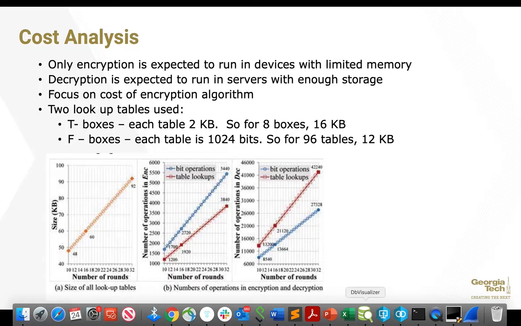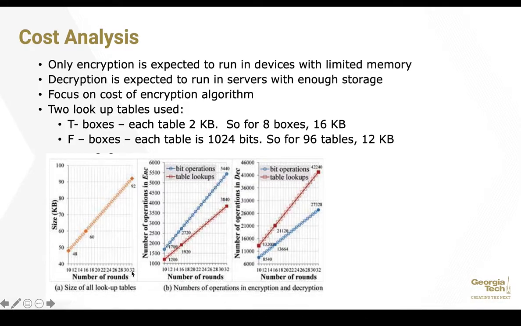And the graphs below show the number of rounds. The number of rounds varies up to 32. It is limited at 32. And the size, that's the first graph here. So 32 rounds over here, and the size is around 92 KB, 92 something KB. So that's about the size of this algorithm on the encryption side.